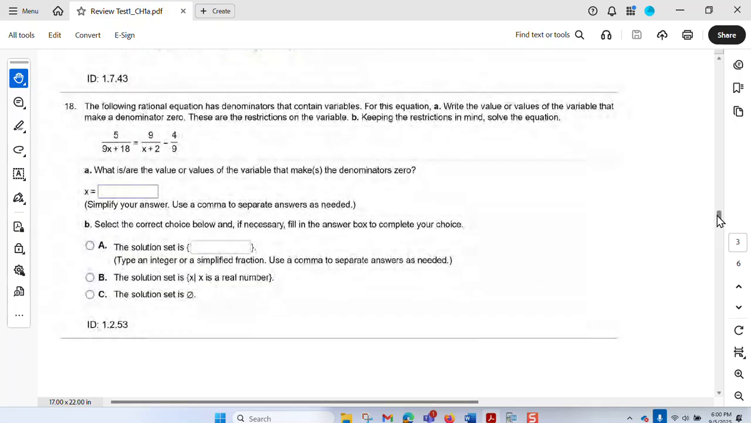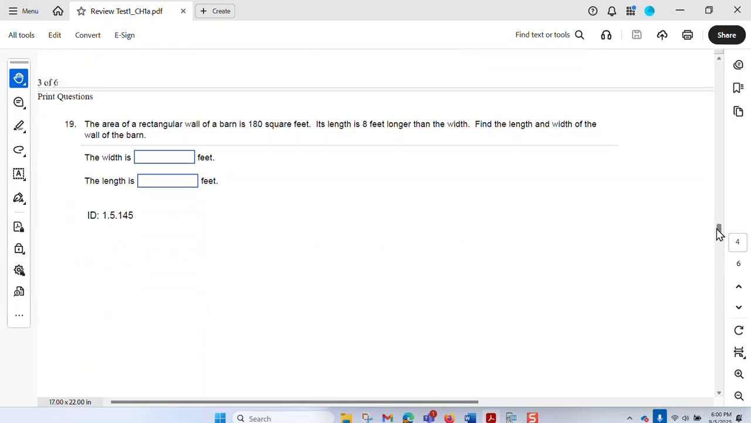All right. This one is a little bit of an application from 1.5. The area of the rectangular wall of a barn is 180 square feet. That's the area, square feet. Its length is 8 feet longer than the width. Find the length and the width of the wall of the barn.